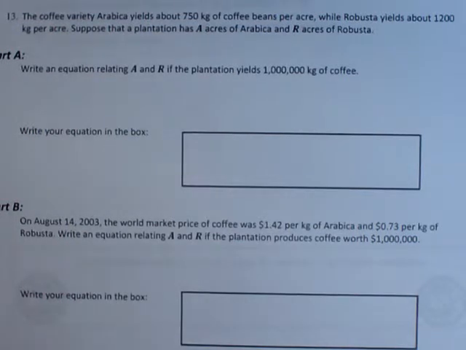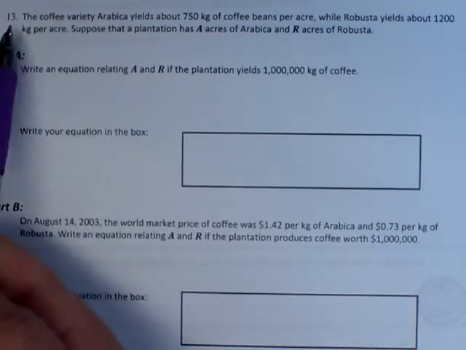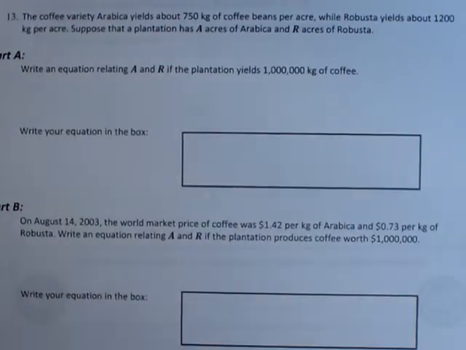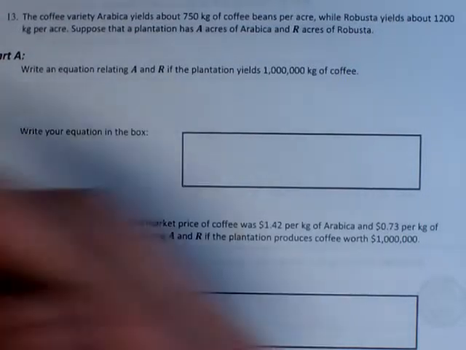Problem 13. This problem is basically asking us to write a system of equations. It's giving us a bunch of information and asking us to write a system of equations. So in this case, a coffee variety Arabica yields about 750 kilograms of coffee beans per acre. Robusta yields 1,200 kilograms per acre. Suppose a plantation has A acres of Arabica and R acres of Robusta.